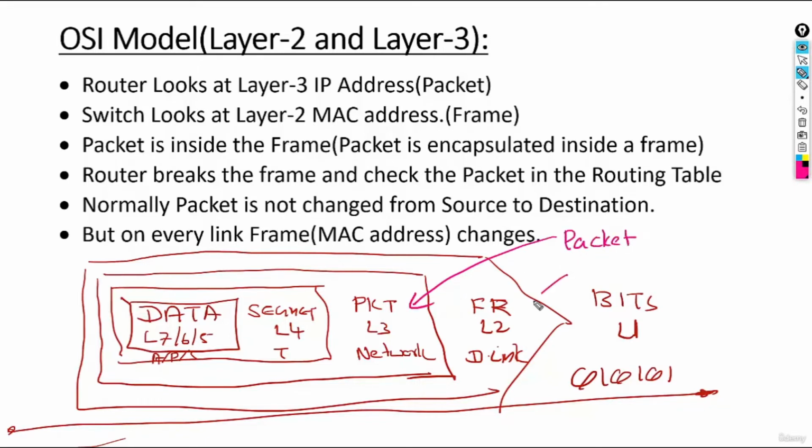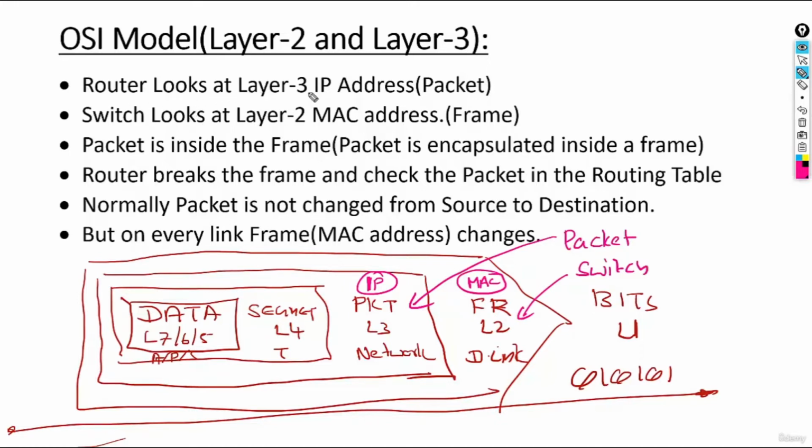If you are looking into the LAN environment, the switch looks at the frame, because the IP address is on the packet and the MAC address is on the frame. So again guys, this is a different part of CCNA. They are talking about the OSI model and TCP/IP model. Let's look into the lecture.